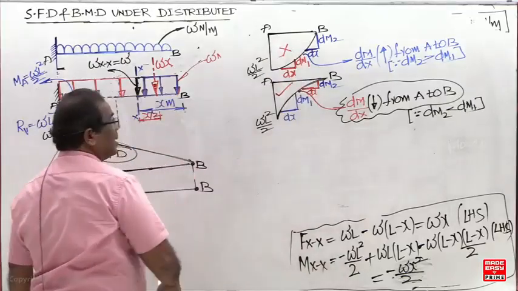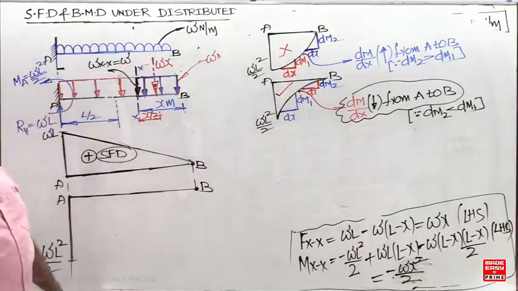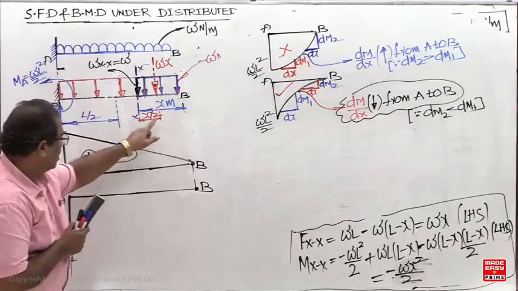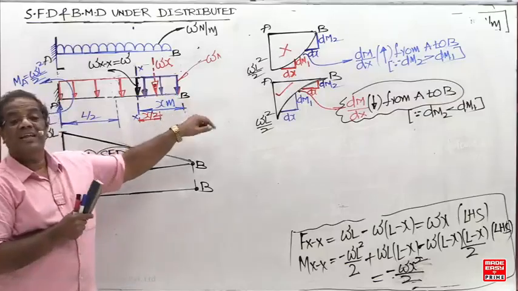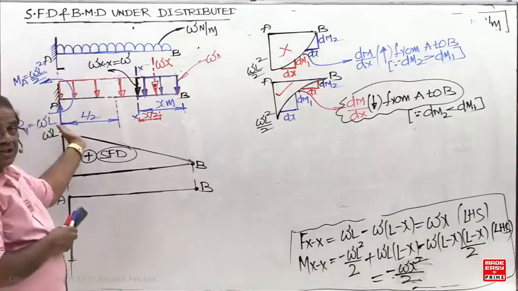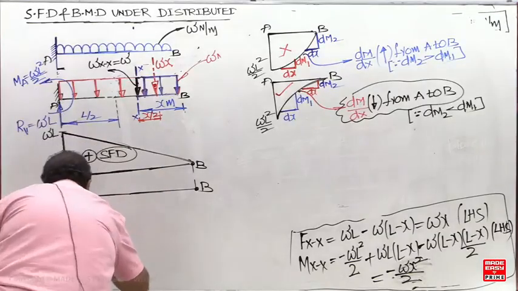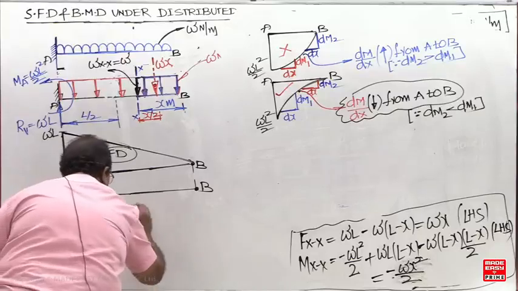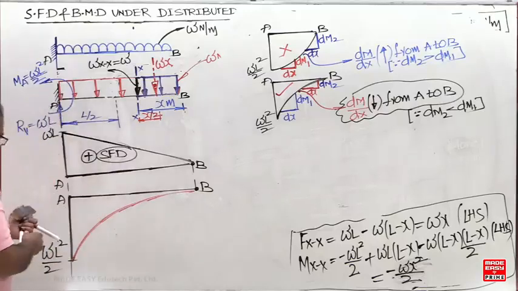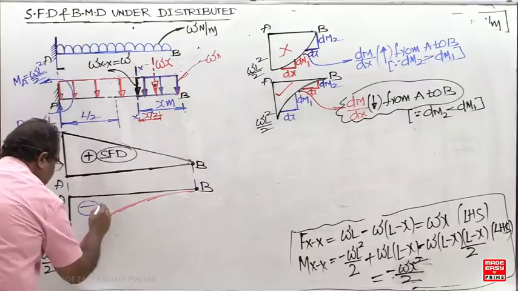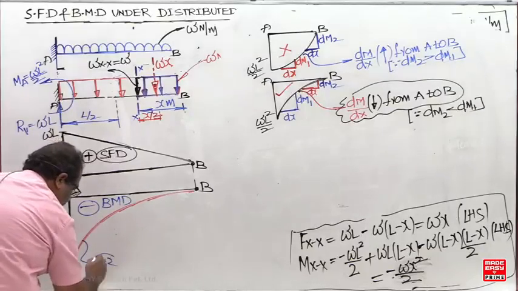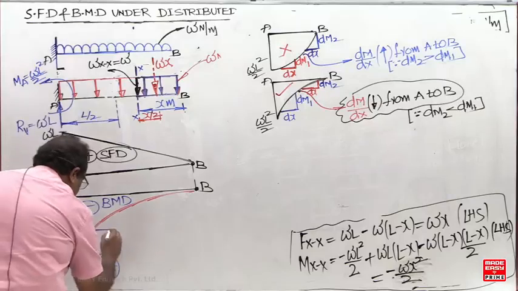So for this given question, the first parabola is incorrect. The first parabola would be correct if I were getting an SFD like this. Suppose the SFD is like this: when shear force increases, slope should increase. But in our case, left to right, shear force decreases. So you should go for the second one. After drawing, you can also cross check it like this.